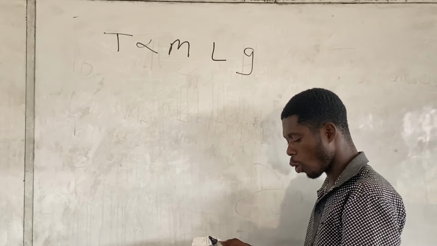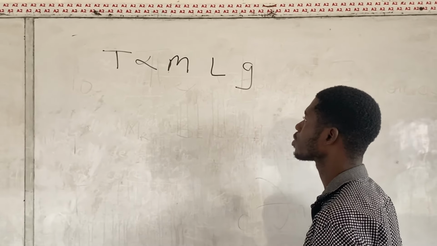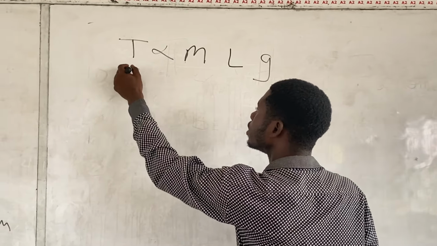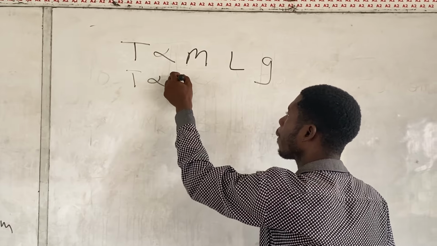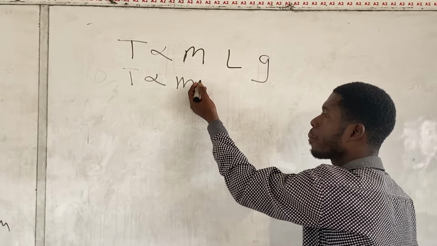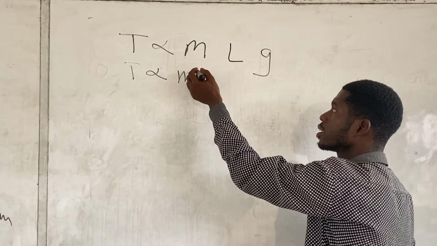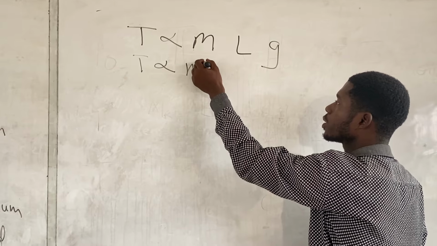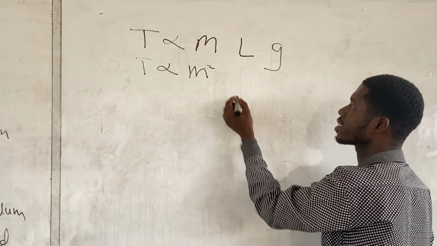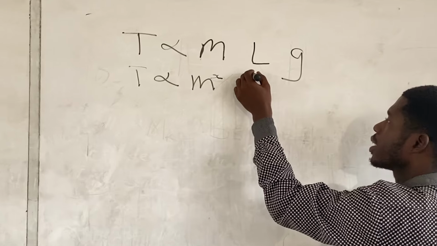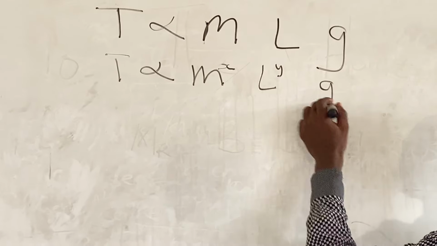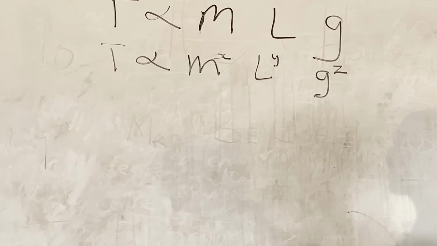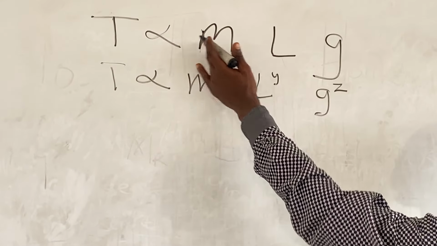So when you are done, you write T, you bring the symbol as well, then mass. Then you can bring any letter. I want to use X, Y, Z. So the top one for M we take X, for L we take Y, and for the last one we take Z. So you write this one first.